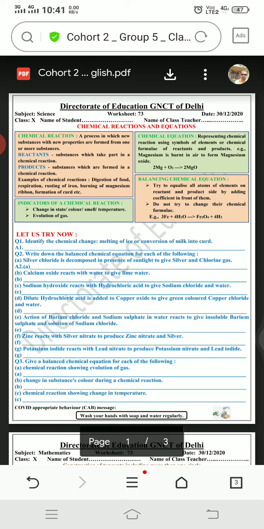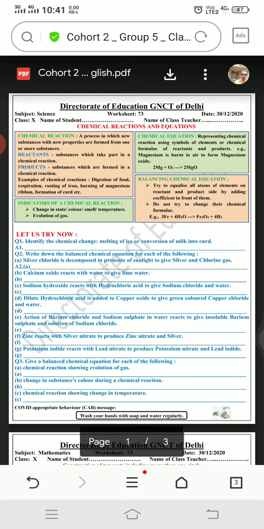Change in substance color during a chemical reaction. I already told you an example. Iron reacts with copper sulfate, which has a violet color. But when iron reacts with copper sulfate, copper is displaced from there, and the new product formed is ferrous sulfate or iron sulfate. So iron sulfate has a different color, so the color will change.